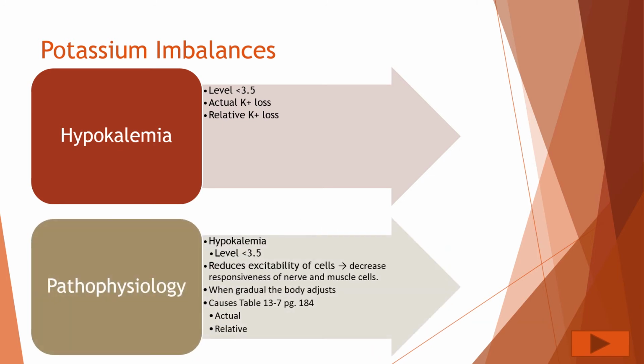The pathophysiology of hypokalemia is a result of low serum potassium levels increasing the difference in the amount of potassium between the fluids inside the cells and fluids outside the cells. This increased difference reduces the excitability of the cells. As a result, the cell membranes of all excitable tissues, such as nerve and muscle, are less responsive to normal stimuli. Some of the common causes are listed in Table 13-7, page 184 of your textbook. A few to mention are diuretics, diarrhea, vomiting, wound drainage, NPO status, and many more that are listed in the table. Click the arrow below to continue with this lesson.